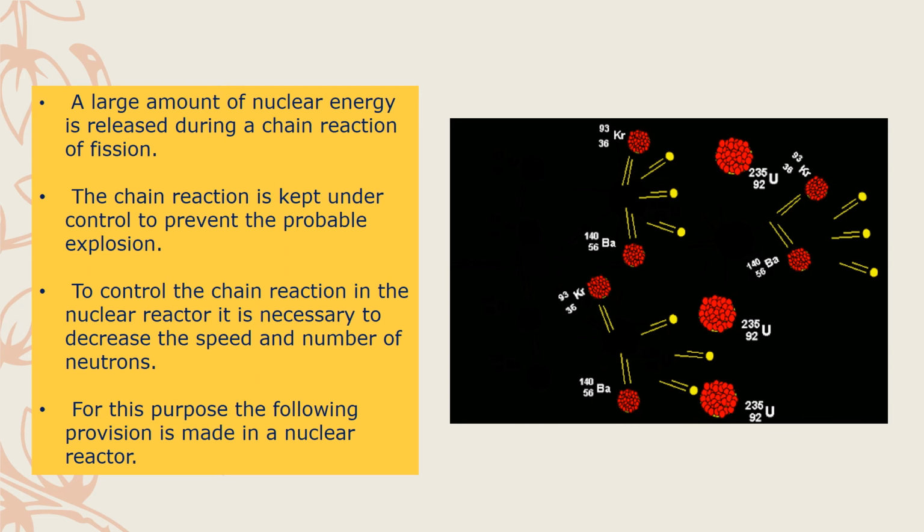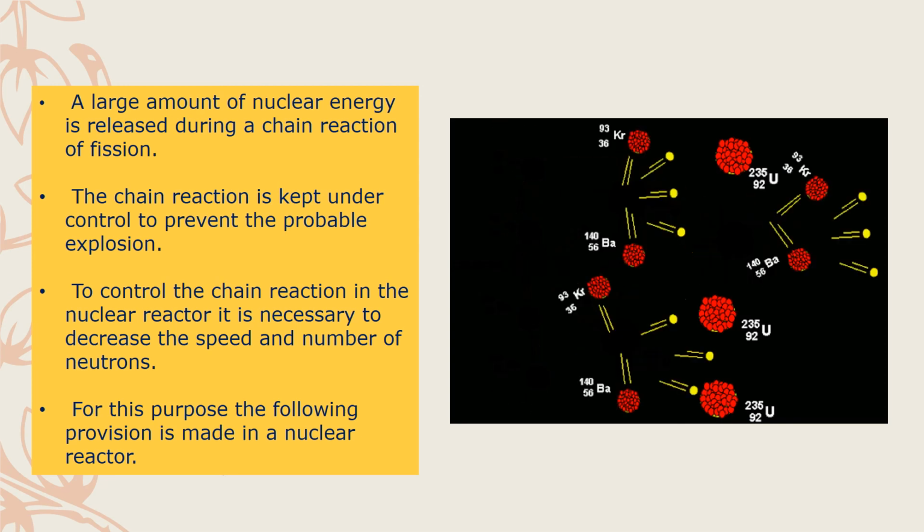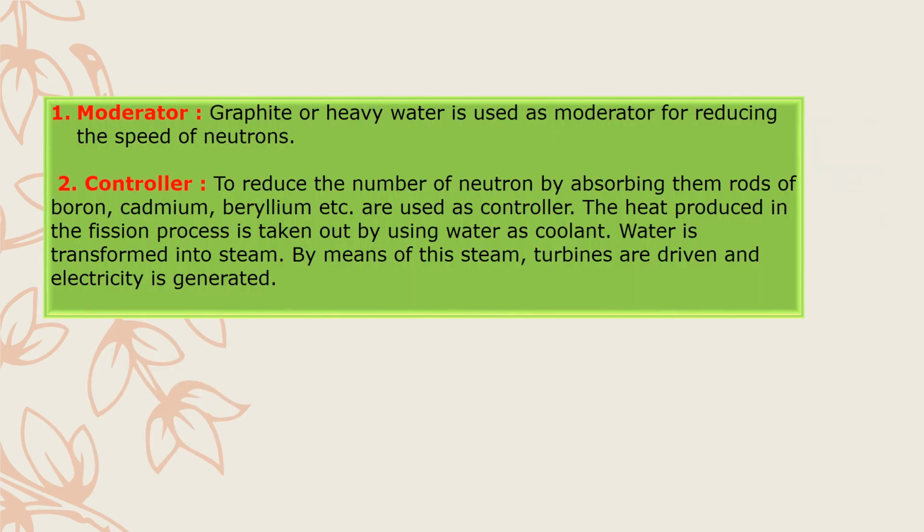This chain reaction is kept under control to prevent the probable explosion. To control this chain reaction in the nuclear reactor, it is necessary to decrease the speed and number of neutrons. For this purpose, the following provision is made in the nuclear reactor: a moderator and a controller. Graphite or heavy water is used as a moderator for reducing the speed of neutrons. Then the controller: to reduce the number of neutrons by absorbing them, rods of boron, cadmium, beryllium, etc. are used as a controller.